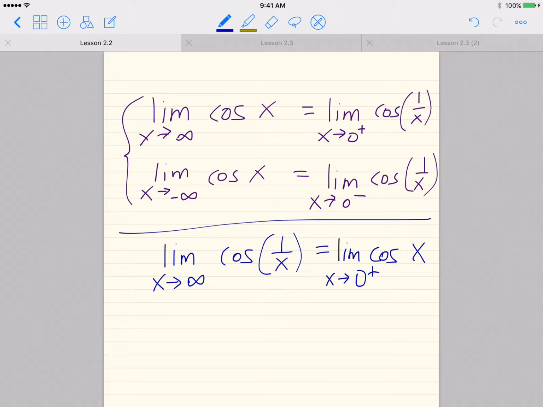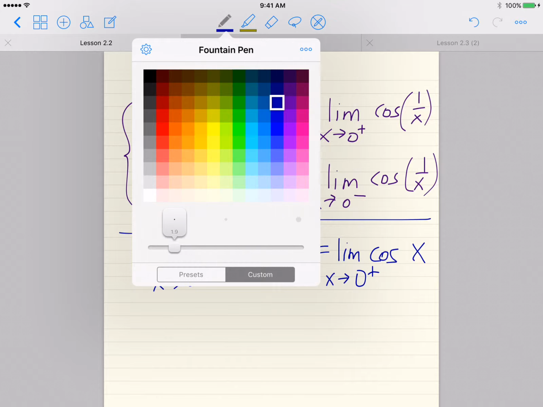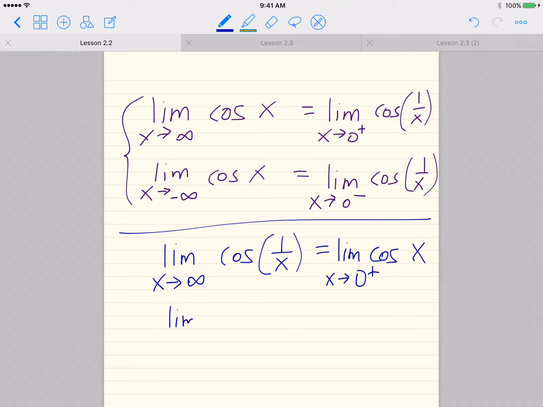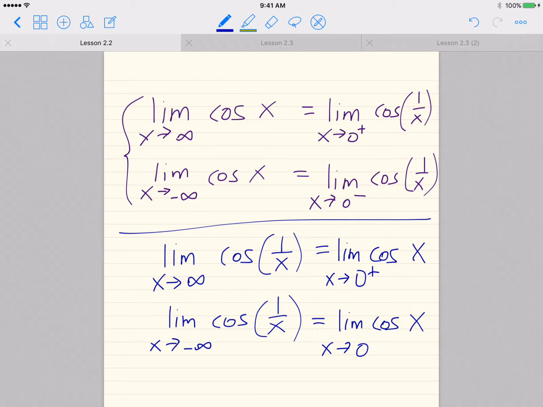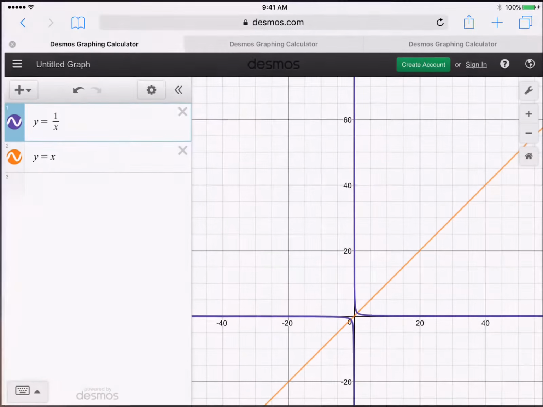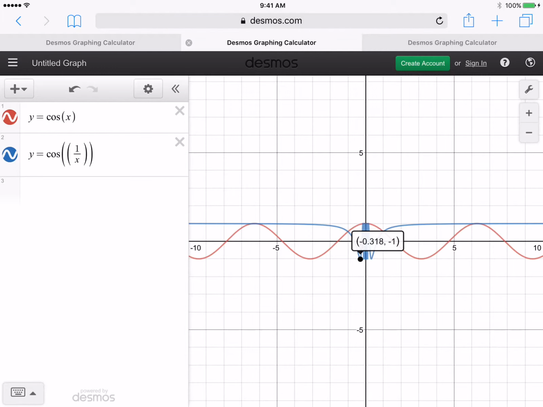So limit of cosine of 1 over x as x approaches positive infinity is equal to limit of cosine of x as x approaches 0 from the right side. And similarly, you could say that the limit of the cosine of 1 over x as the x value approaches negative infinity is equal to the limit of the cosine of the reciprocal of 1 over x, which is just x, as the x value approaches 0 from the left side. And then once again, I want to show you graphically that this is true. Take a look at this.